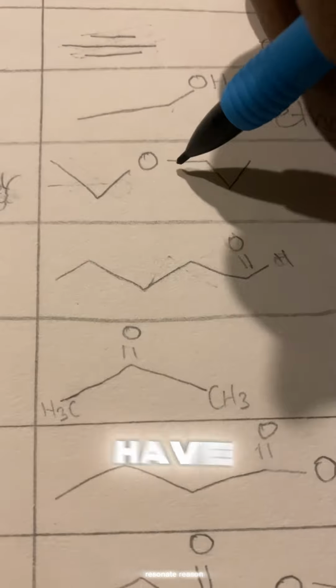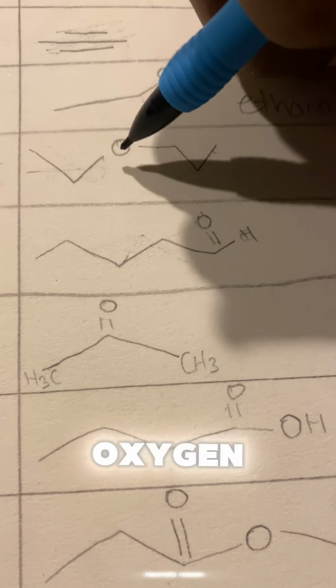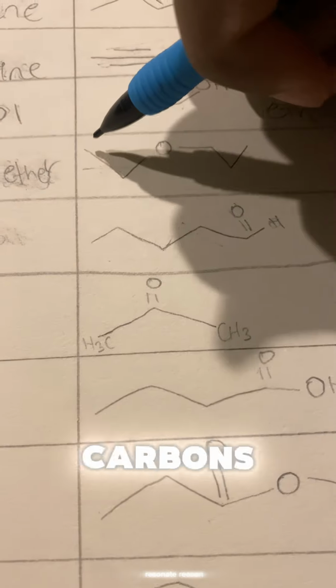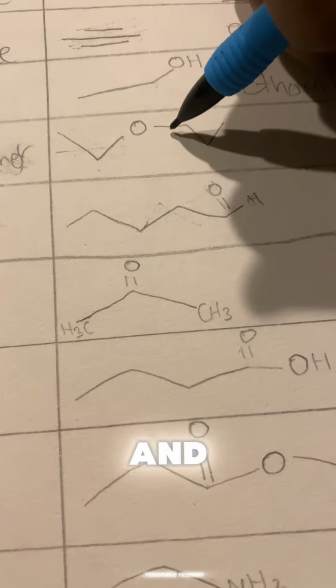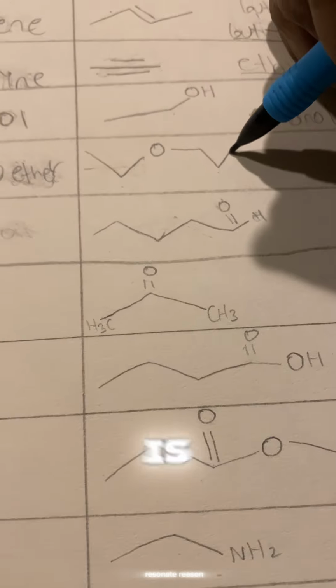So if you see right here, we have 2 different carbon chains that are separated by an oxygen atom, which is an ether. Let's count the amount of carbons in the first chain. So we have 1, 2. This is an ethyl group. And we have 1, 2, 3. That is a propyl group.